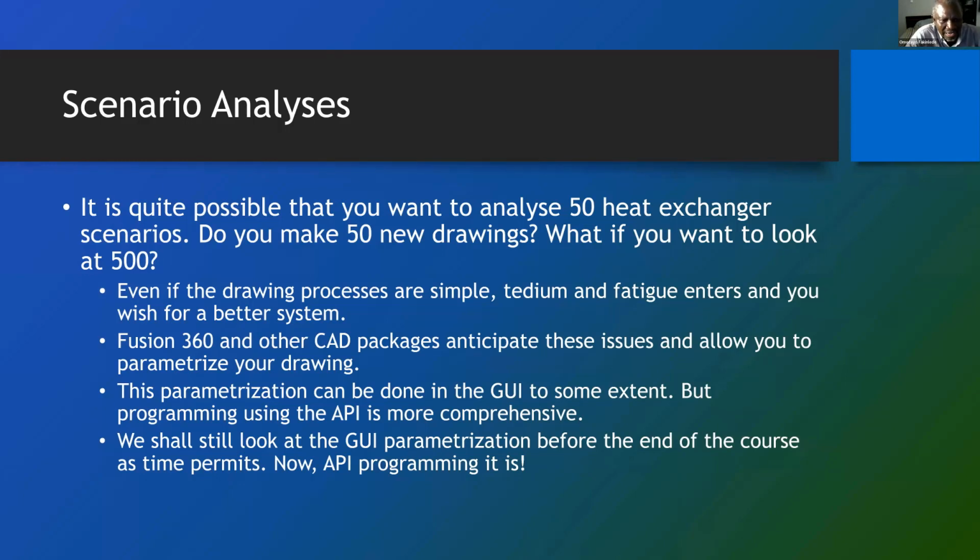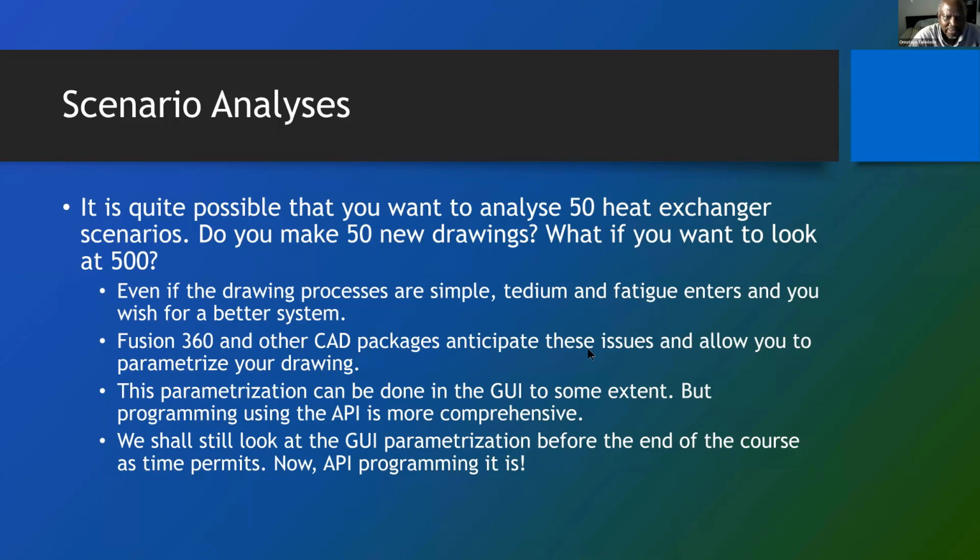Vision 360 and other CAD packages anticipate these issues and allow you to parameterize your drawing. This parameterization can be done in the GUI to some extent, and we will introduce the parameterization on the GUI later on. But I am so eager to make sure that you know how to do the API, and I know it's going to take a lot more time, so I want to start with that. We can come back again and look at the parameterization in the GUI before the end of the course as time permits. Now, API programming it is.